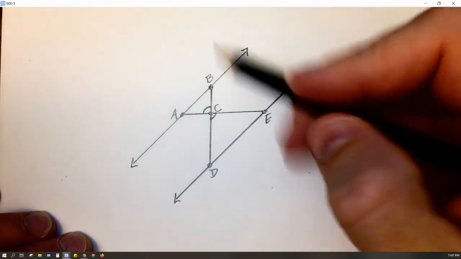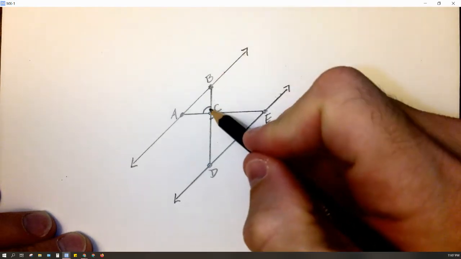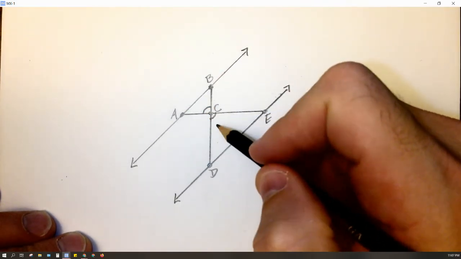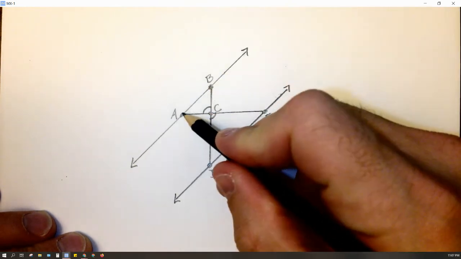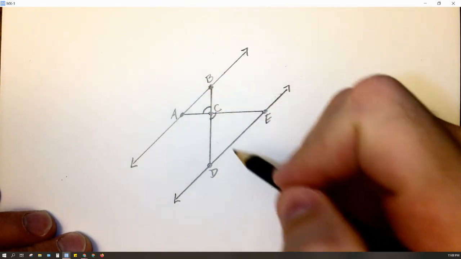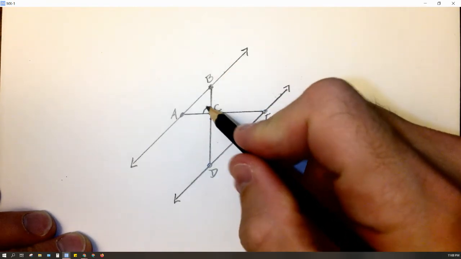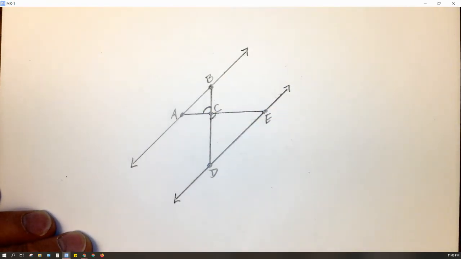Similar diagram. When two lines cross, the angles that are opposite of each other are called vertical angles, and vertical angles are always congruent. So you've got this angle right here, ACB, and you've got this angle right here, DCE, and those two angles are congruent to each other. So that's the first pair of angles that we need to prove that these two triangles are similar.